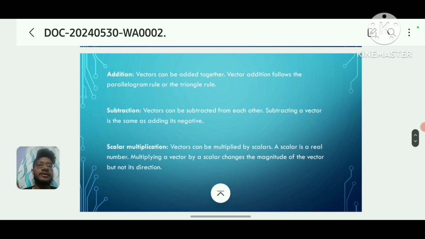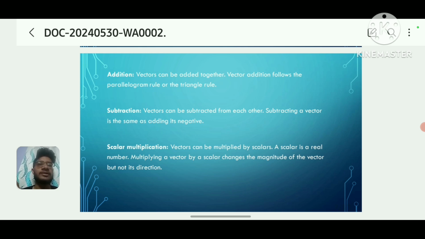The next is addition of vectors. Vectors can be added together. Vector addition follows the parallelogram rule or triangular rule. Subtraction. Vectors can be subtracted from each other. Subtraction of a vector is the same as adding its negative.